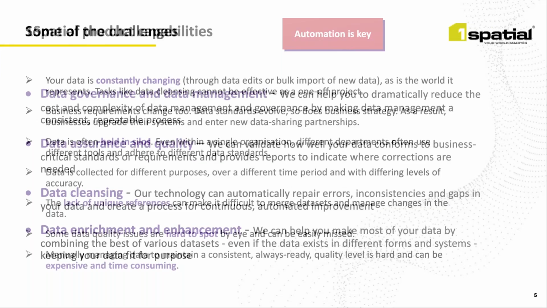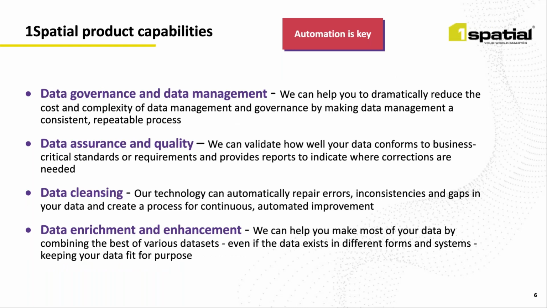So that brings me on to the OneSpatial core product capabilities. As I say at the top there, automation is key. By automating our data processes, our data management, our data quality checks, we can save that time, save that cost, and ultimately our people can be working on things that are adding more value.